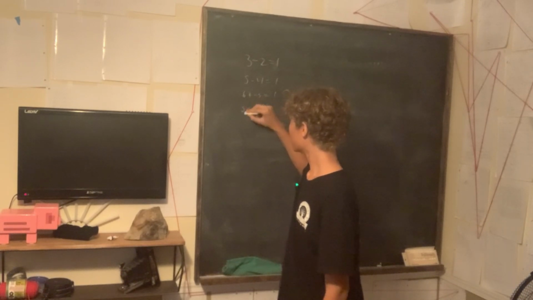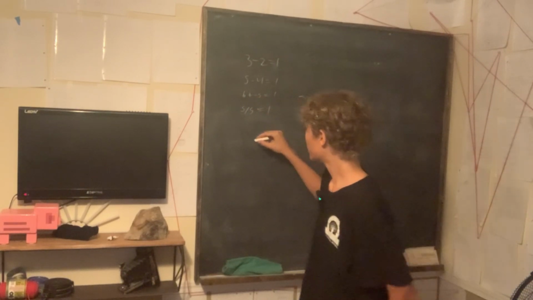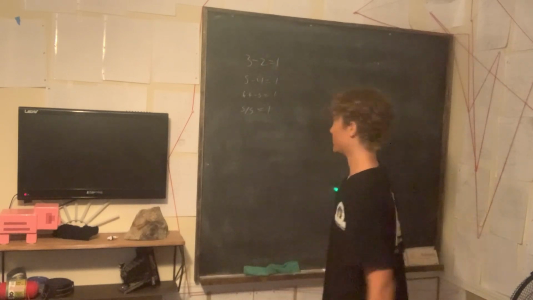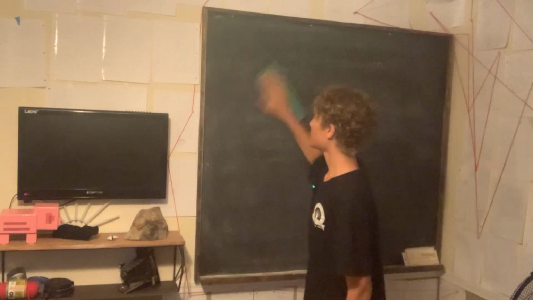5 divided by 5 is equal to 1. Number 3, I did that. Yes, I'm limited in the ways I can figure that out. Anyways, that's very obvious. Let's go on to number 2.